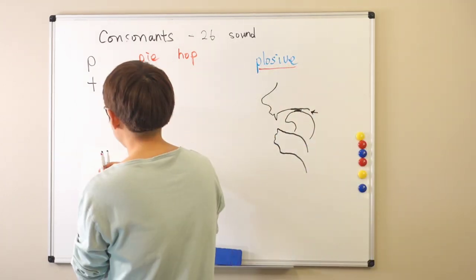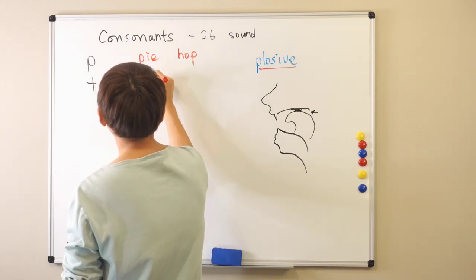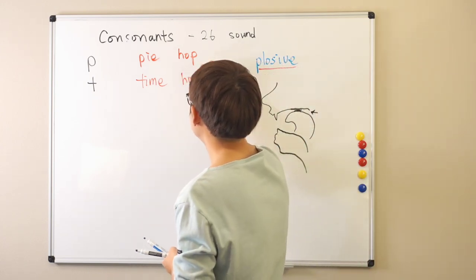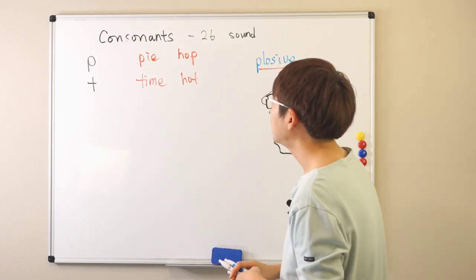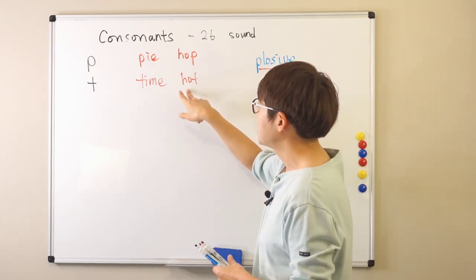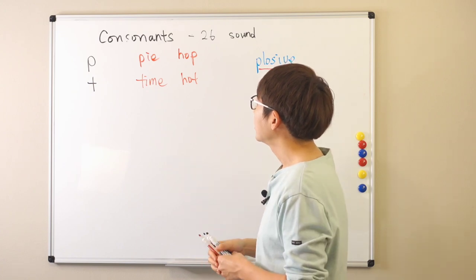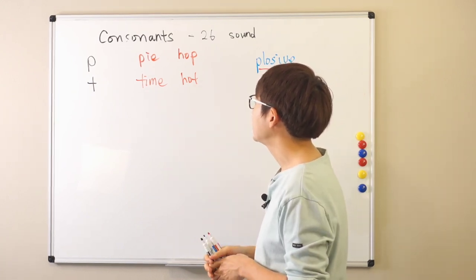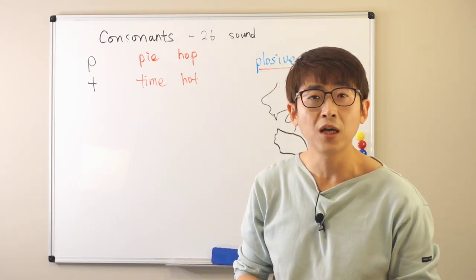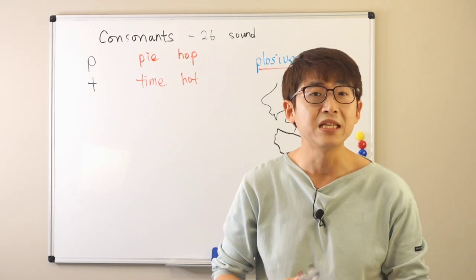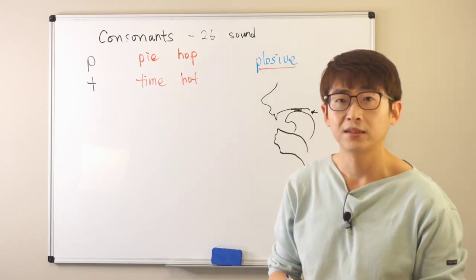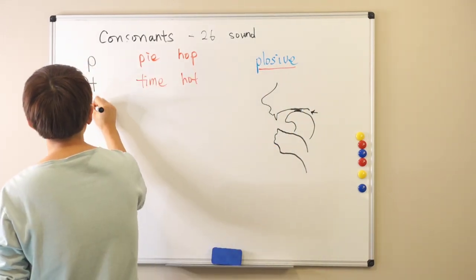Okay, so one example of this one is time. Another example, when it is the ending syllable, would be hot. So just like the case of P, hop, the same rule applies here. You need to say those two syllables first, and then you close your mouth and close the airway using your tongue, and then release the air to make the sound of T. Hot. All right. The next sound is this one.